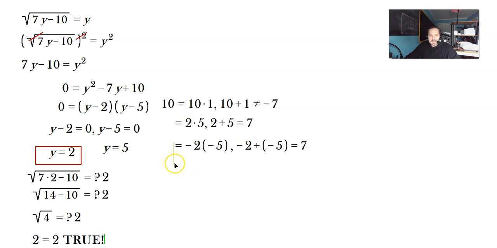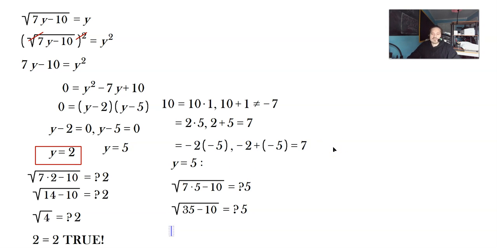Now let's also do the other one. Let's do y equals 5 here. We're going to check with that value next. So root of 7 times 5 minus 10. And I'm asking the question, does that equal 5? That's what we're asking. This is 35 minus 10.